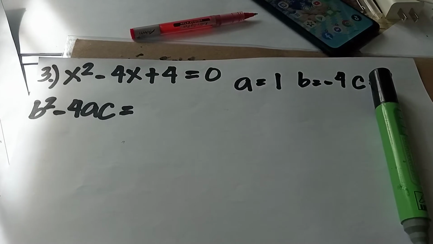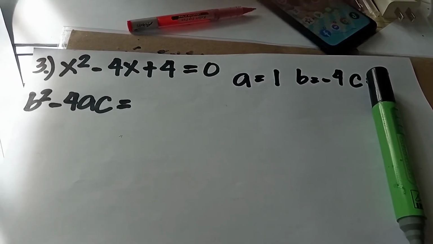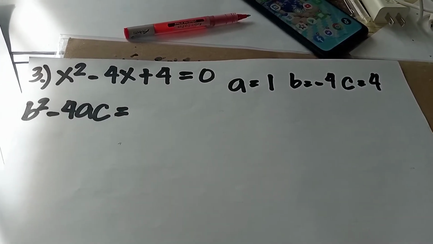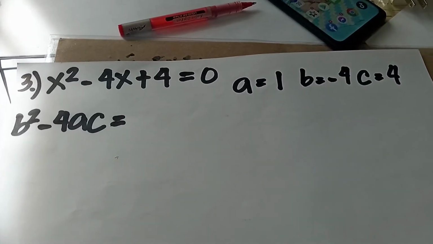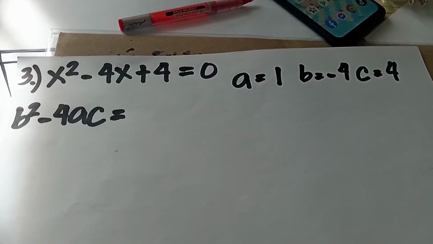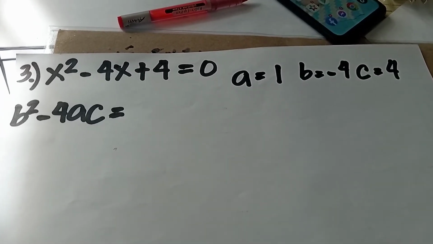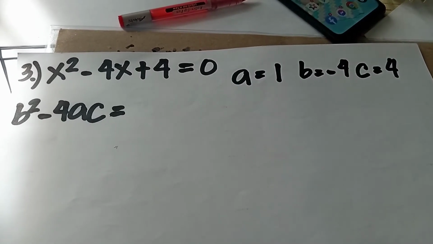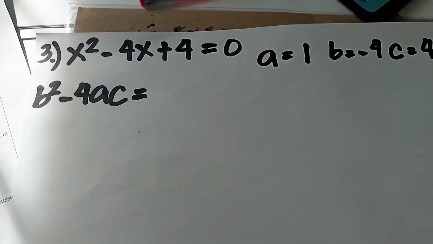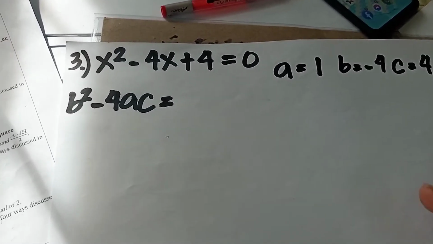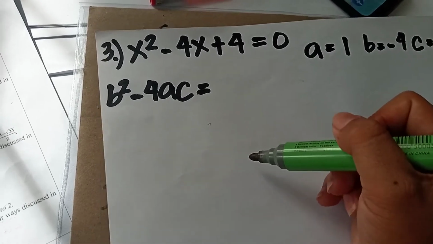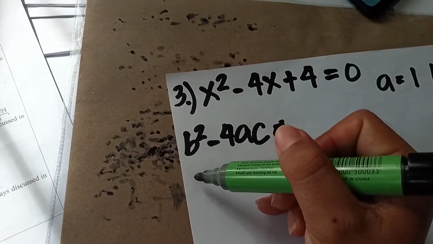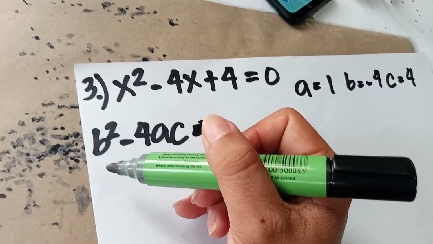Okay, let us proceed to number 3. Example number 3 is x squared minus 4x plus 4 is equal to 0. So first we identify the values of a, b, and c. A is equal to 1, b is equal to negative 4, and c is equal to 4. Then we solve. Substitute the value of b, negative 4 squared.